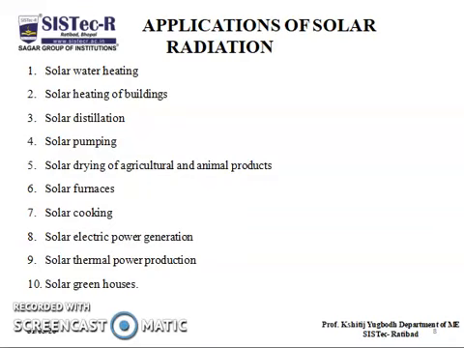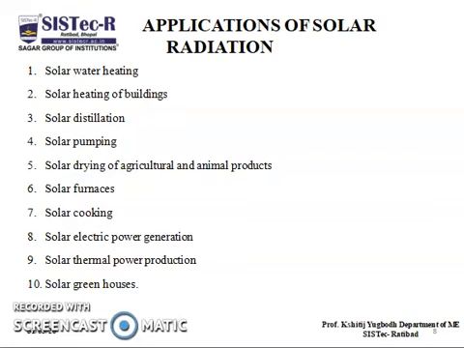The first application of the solar radiation is solar water heating. Because the intensity of the sun throughout the year is almost the same, we can use the solar energy to warm the water or to heat the water. So for this purpose we are using solar water heaters.